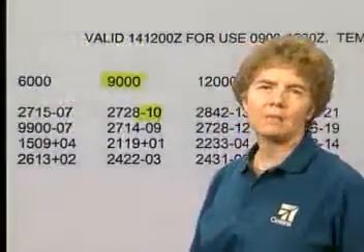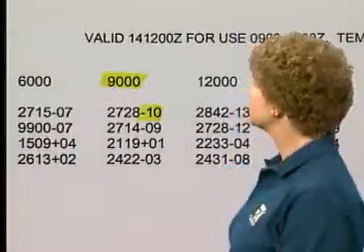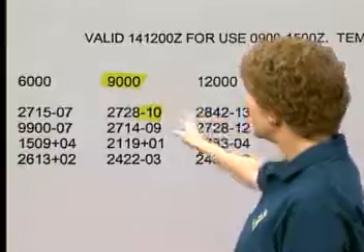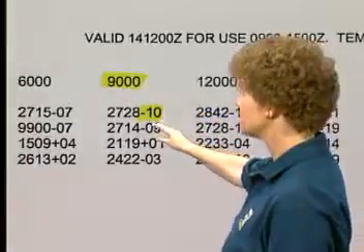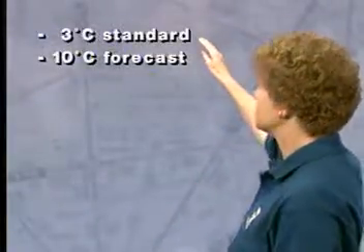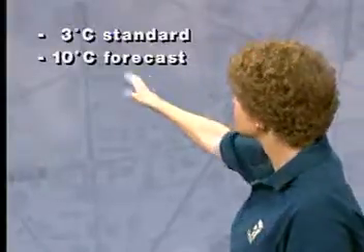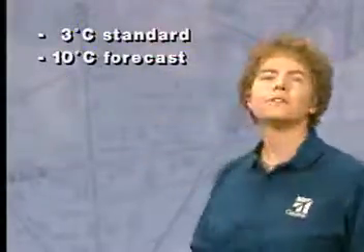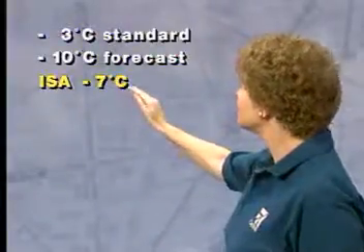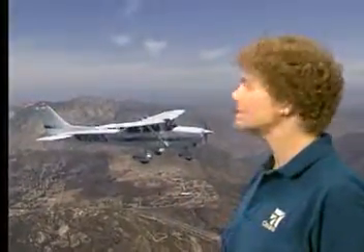Now, take a look at this winds aloft forecast and notice that the forecast temperature at 9,000 feet at this location is minus 10 degrees C. So, if the ISA or standard temperature is minus 3 degrees C and the forecast temperature is minus 10 degrees C, then the forecast temperature is 7 degrees C colder than standard, and you would express that as ISA minus 7 degrees C. And armed with all this information about wind speed, direction, and temperature, there's no excuse for you to be blowing in the wind aimlessly.